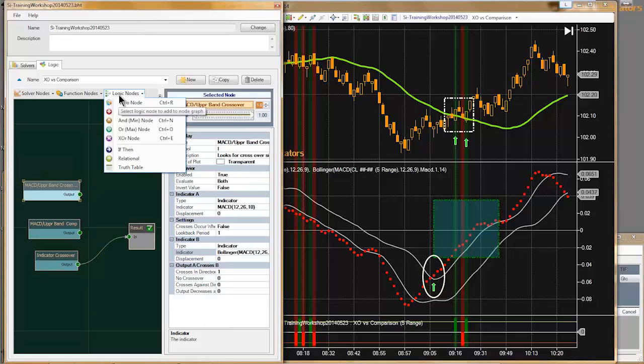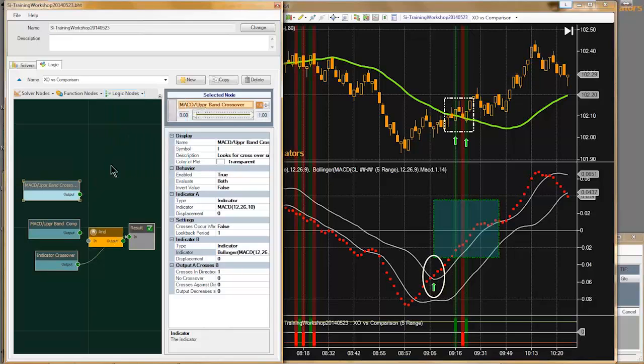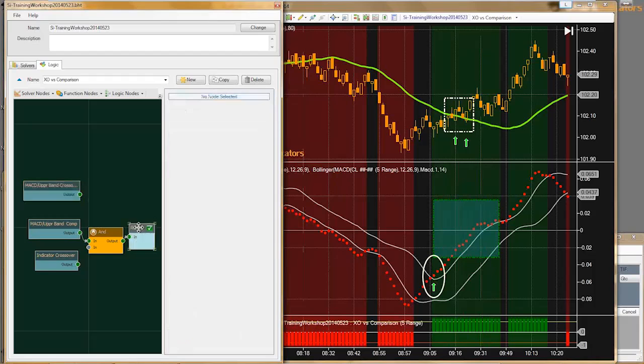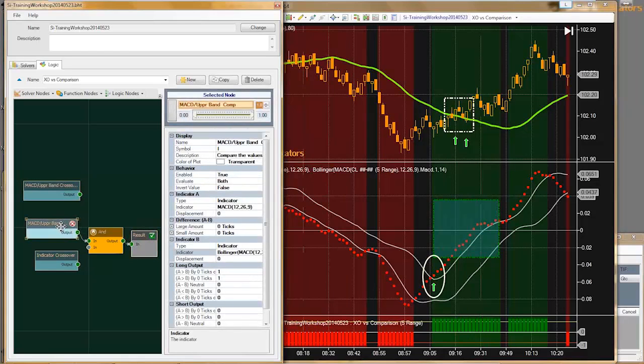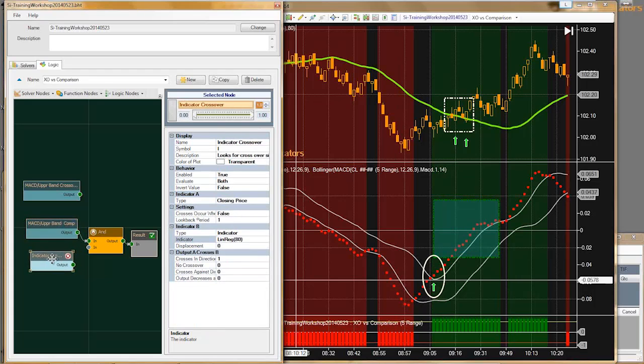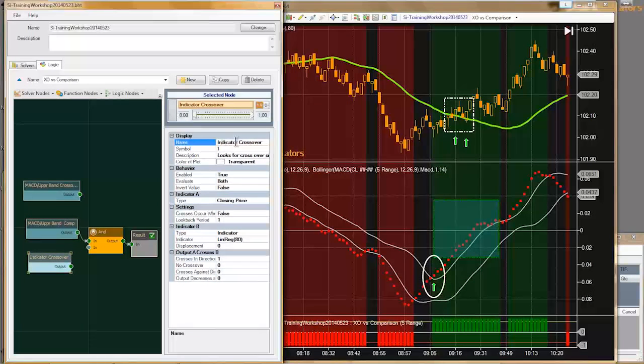And so now, if we take the AND node, plug that in like that, right? So right now, we're looking at our first condition, kind of our filter, checking where the MACD line is against its Bollinger Bands. We're checking to see if the MACD is above or below the bands, and then we can plug this in as our trade signal here.